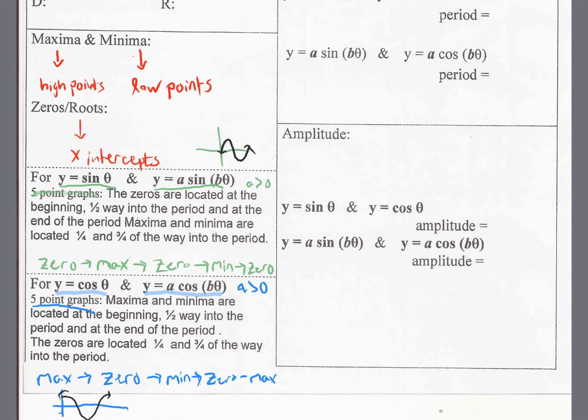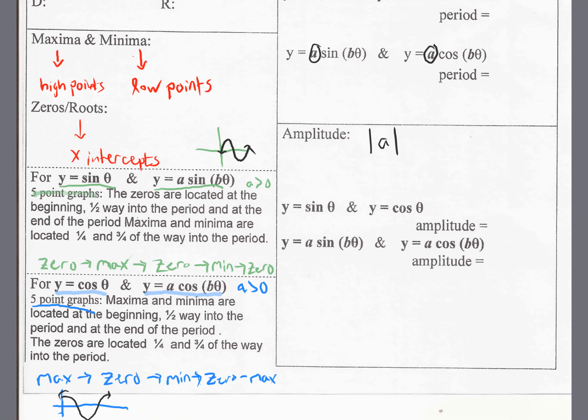Okay, so the amplitude is easy. It's just the absolute value of A. So A comes from up here. So the coefficient, the amplitude tells you how high or how low the graph can go. So the amplitude is going to affect your max and your min, how high and how low.